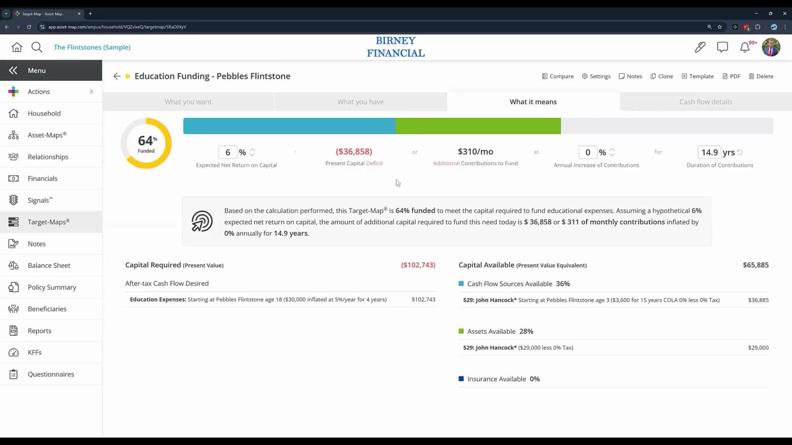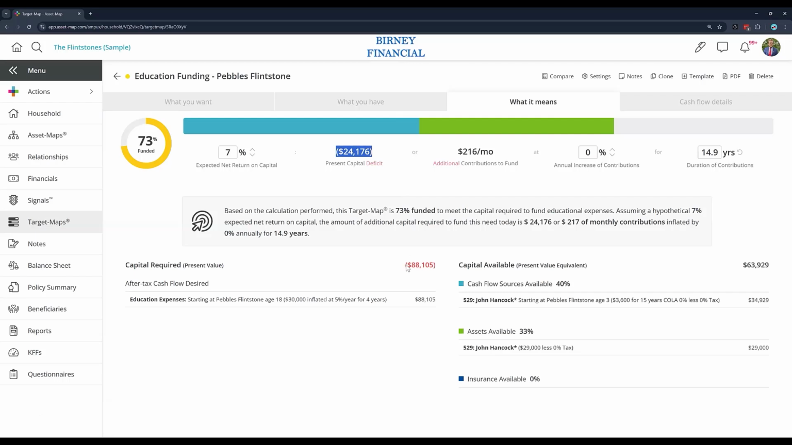So knowing that's the case, we have a long time horizon. I think we can afford to be a bit more aggressive. What if we averaged out a 7% net return? What if we could do 1% better on growth net year over year? What does that look like? What's really cool about target maps is I can show you that change in seconds. Up this by 1. And look at this. The deficit goes from 37 grand all the way down to about $24,000.